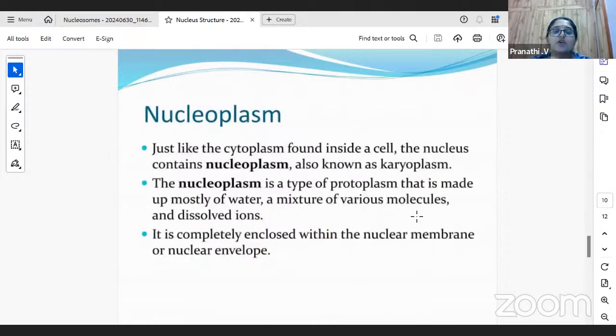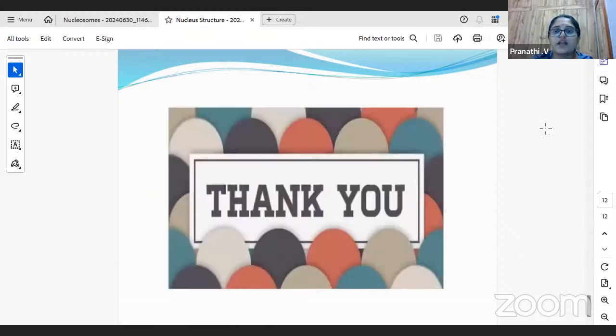Now, the nucleoplasm is something like your cytoplasm. Within the nucleus it is known as nucleoplasm, and you can also name it karyoplasm. So what is it made up of? Similar to cytoplasm, mostly water, different kinds of molecules, and ions. So it is again enclosed within the nuclear membrane. And this is one slide. This is the basics of it.